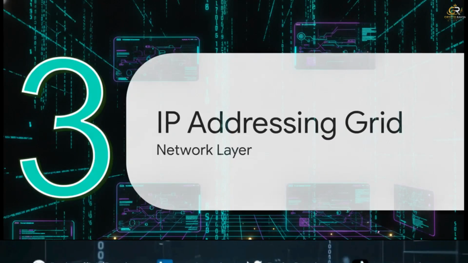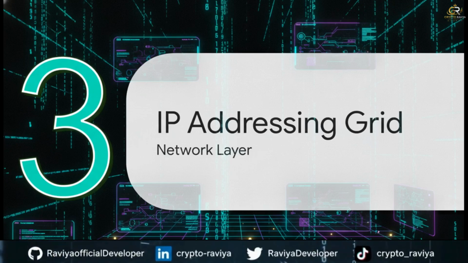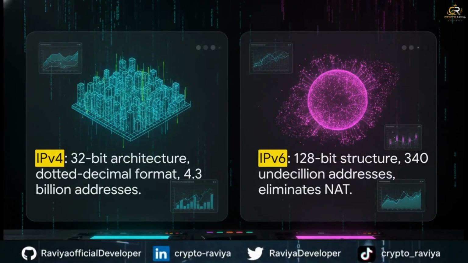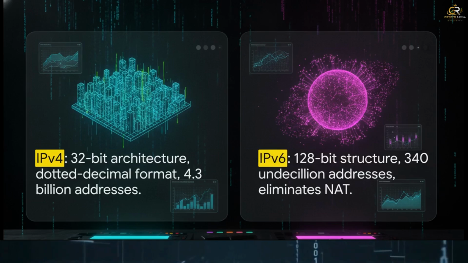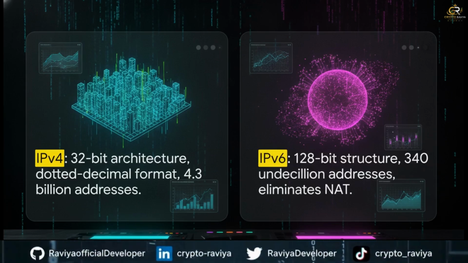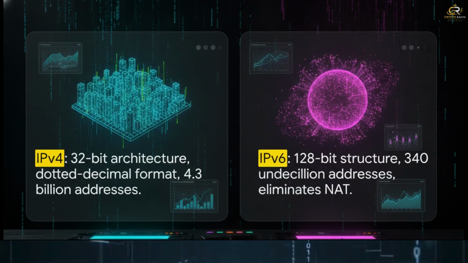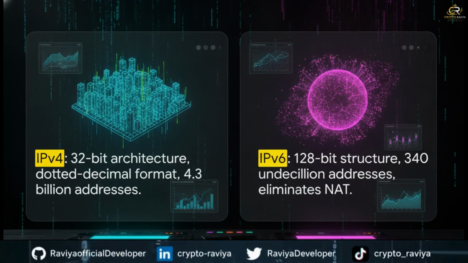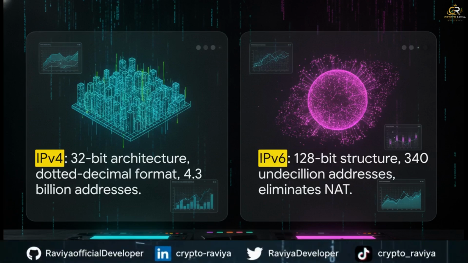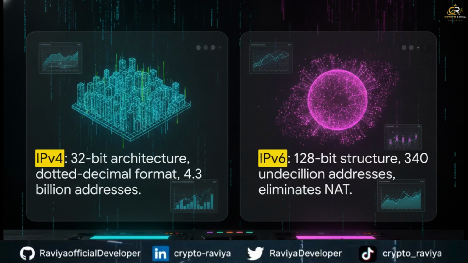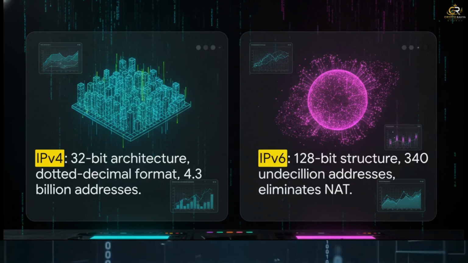Moving right along to section 3, the IP addressing grid. So now that we've totally manipulated the local hardware, let's step up a floor to layer 3, the network layer. This is where we trace the logical global routing coordinates to locate assets across the internet. And what is really wild here is the sheer scale of it all. Internet Protocol, or IP addresses, are the logical identifiers that route data globally.